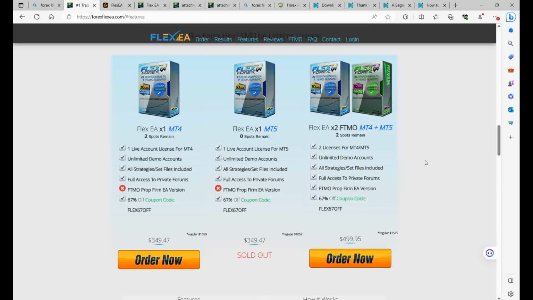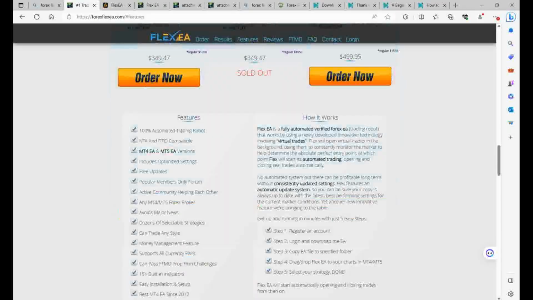If you were really truly to start this EA, I would only recommend doing it for MT4 unless you really want to try it out on an FTMO. I would strongly recommend starting with what I did, which is just one license, see how you like it, and if you want to upgrade, you can always upgrade your licenses as well.